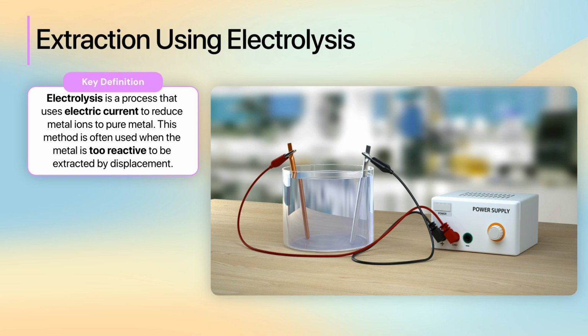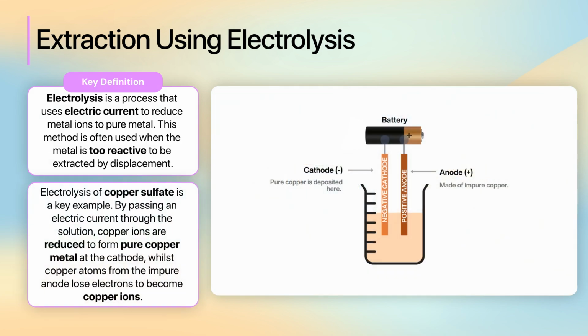Electrolysis is a process that uses electric current to reduce metal ions to pure metal. This method is often used when the metal is too reactive to be extracted by displacement. Let's consider purifying copper using electrolysis. An electrolysis cell is set up with two electrodes immersed in a copper sulfate solution.